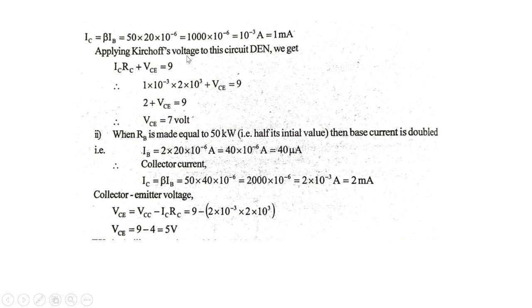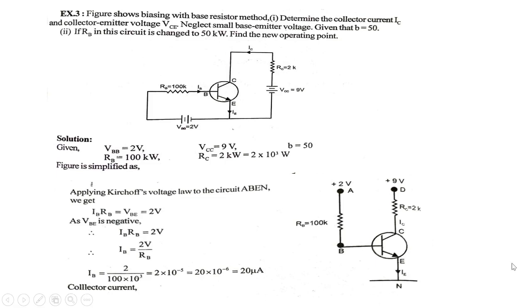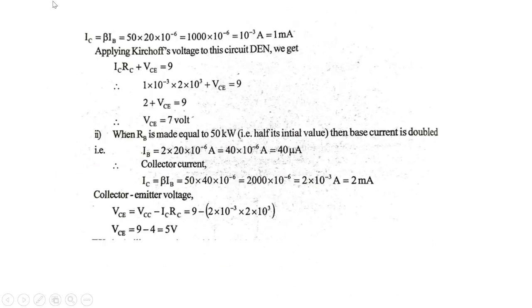So applying Kirchhoff's voltage law to this circuit DEN, we get, see in the circuit, this D, E and N, we get IC RC plus VCE equal to 9. Therefore 1 into 10 raised to minus 3 into 2 into 10 raised to 3 plus VCE equal to 9. So 2 plus VCE equal to 9. Therefore VCE equal to 7 volt.